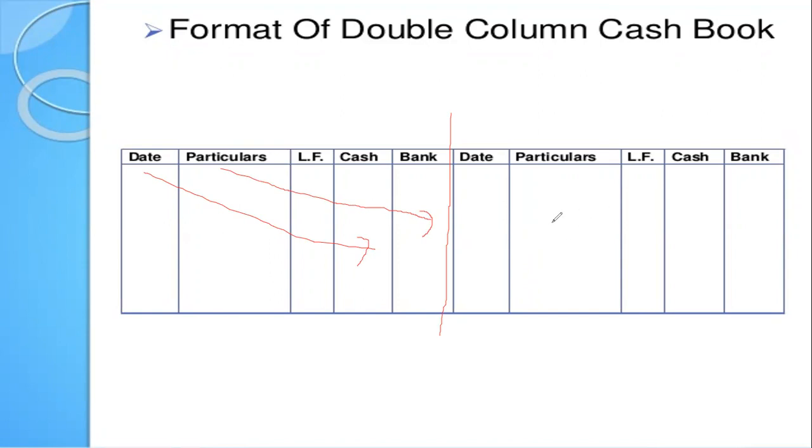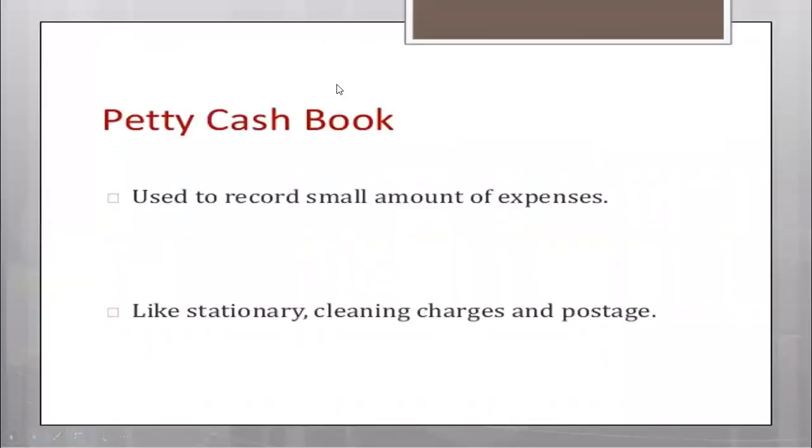Same way, outflow of money in cash will be entered in the credit side cash column, and outflow via cheque or outflow from bank directly will be entered in the credit side of bank column. There is a peculiar entry where both the columns are affected, that is contra entry. Before seeing that, we will have a look at a petty cash book.